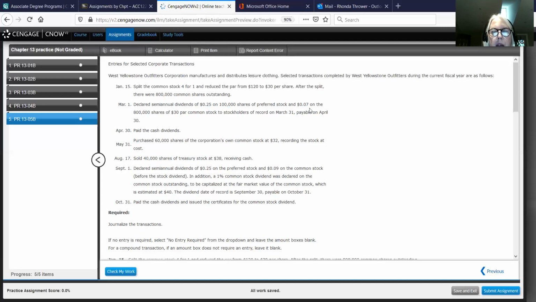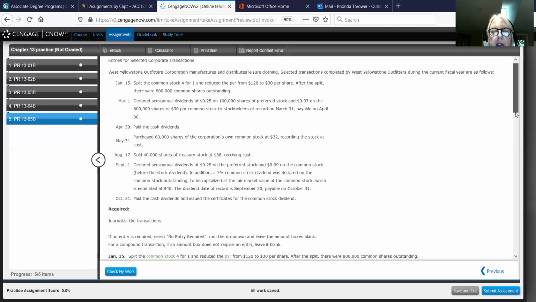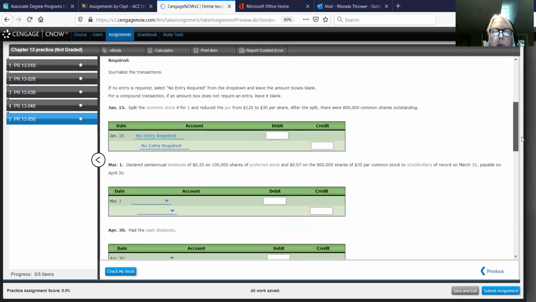There are two classes of stock that we're going to use, so there will be two calculations in determining the amount. And in Cengage, what they've done is they've combined it all into one journal entry. So technically, in the real world, you could have created two journal entries, one for the payment of the preferred stock and one for the payment of the common stock dividends. But in this case, they combine them all together.